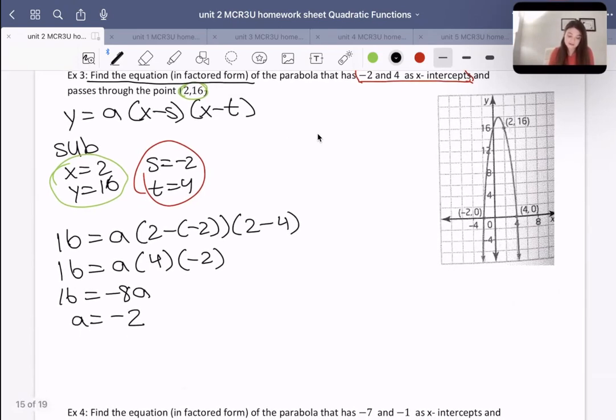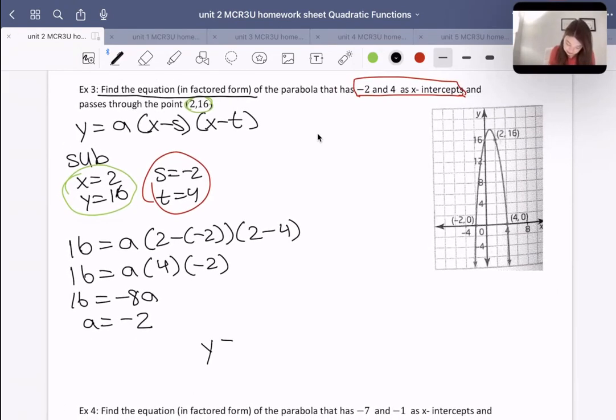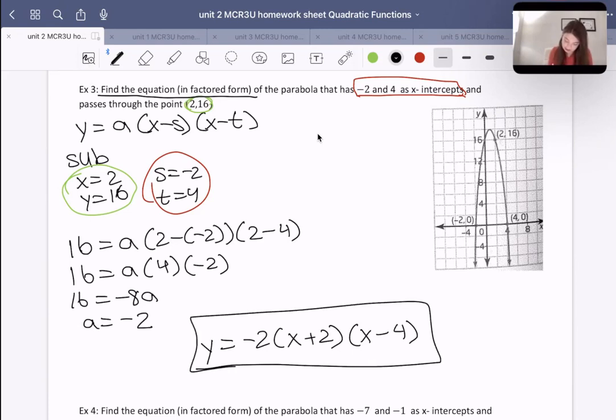I just found the a value, so I need to rewrite this as y equals negative 2 times x minus s, which is really x plus 2, right? The negative and the negative ended up giving us a plus, and x minus t, which was 4, and this is our final answer, right?